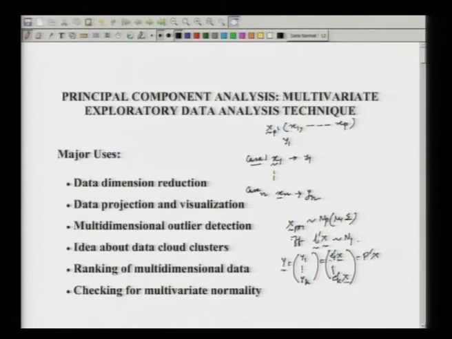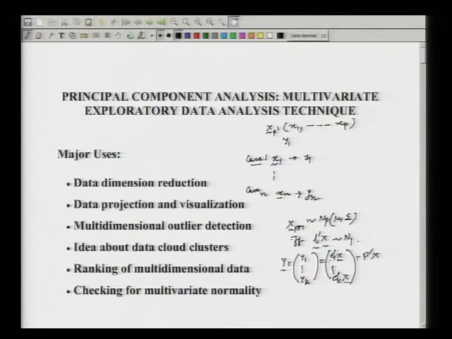So, we check for the univariate normality of each of these y 1, y 2 to y k, and if any one of these is not univariate normal, we have reason to believe that this x data vector is not coming from a multivariate normal population.